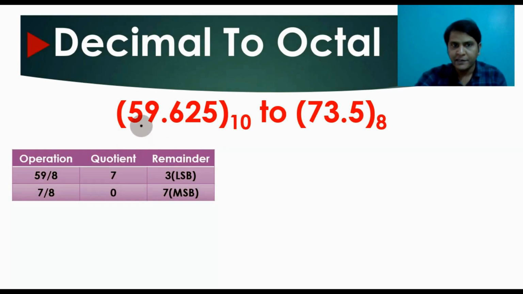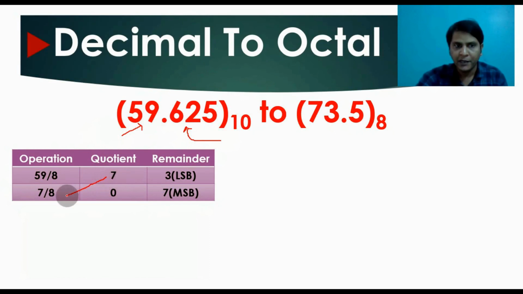So 59 is the integer part and 0.625 is the fractional part. First let us consider the integer part. The operation is 59 divided by 8. If you divide 59 by 8, 8 times 7 is 56, so you will get quotient 7 and remainder 3.